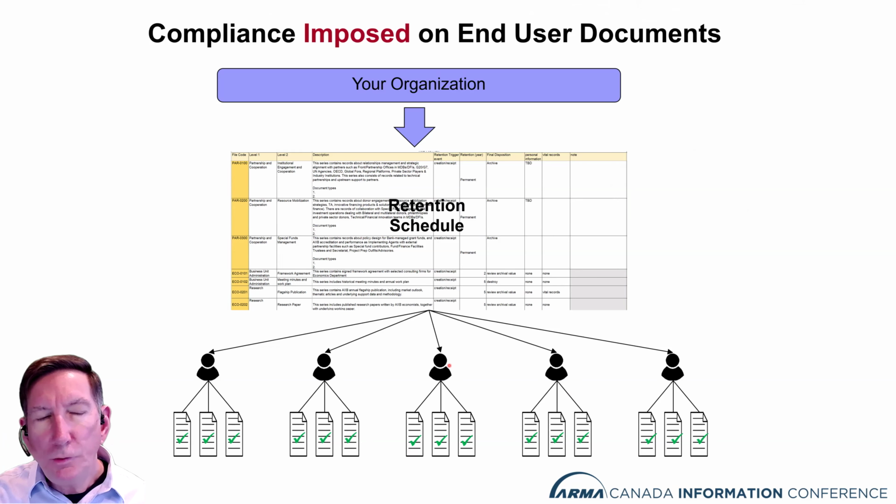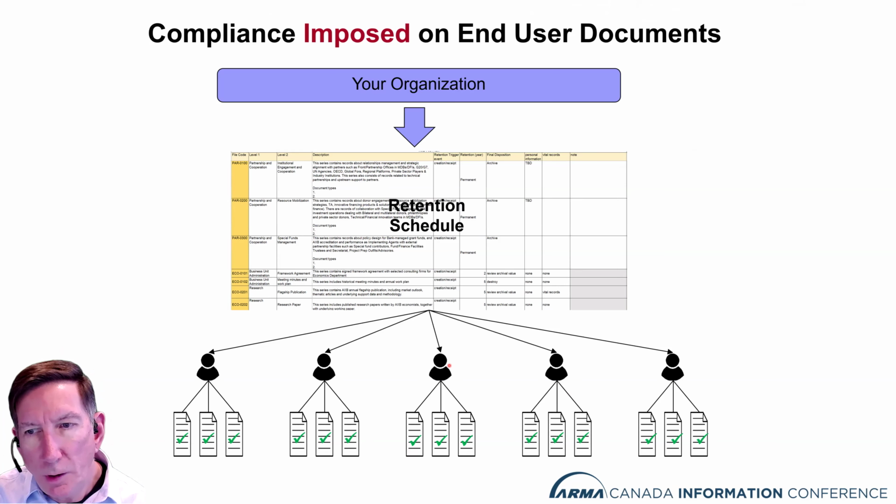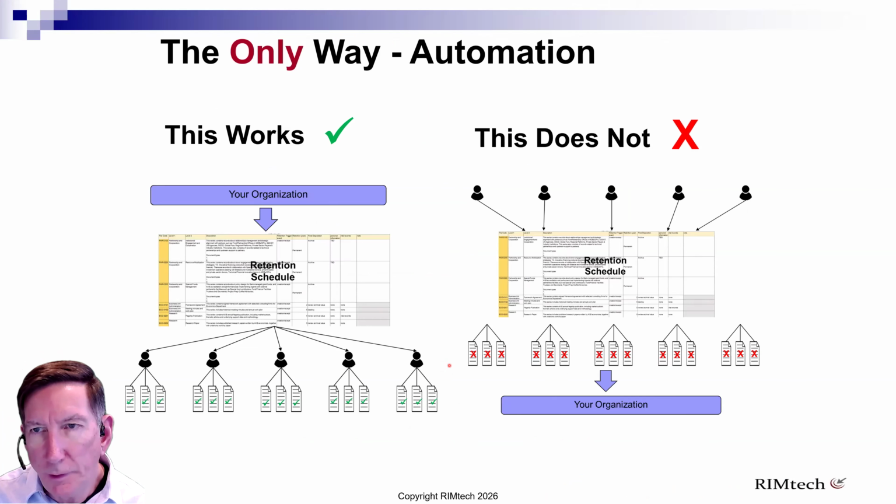There is no choice here. The retention schedule says it's 15, and that is it. Like it or not, we're going to impose the retention schedule on the documents from the users. Two completely different philosophies. Which one works? The one where we impose it. The other one has not worked in the entire history of EDRMS. I don't think I'll ever see that work in my lifetime.